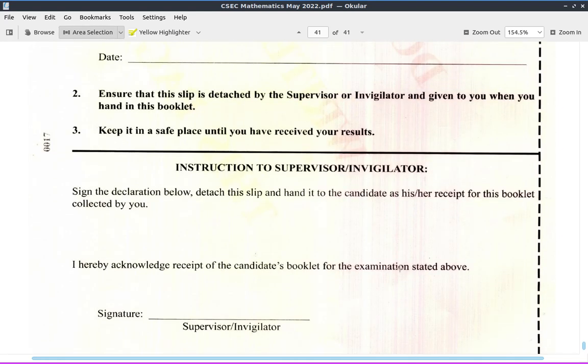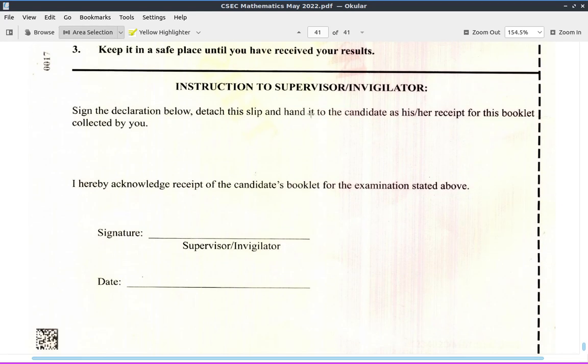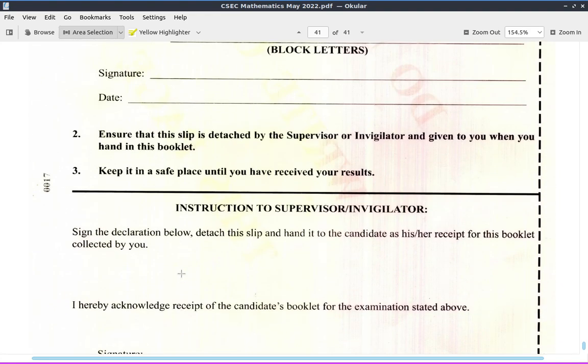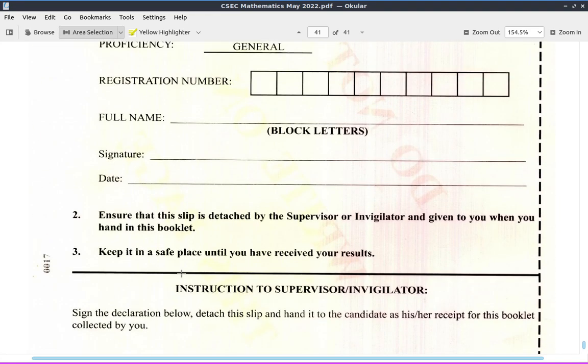You have the last part here. Instruction to invigilator, supervisor: sign the declaration below, detach the slip and hand it to the candidate. This is your receipt. I acknowledge receipt of the candidate's booklet for the exam stated above. The invigilator signs and puts the date, and gives it to you.